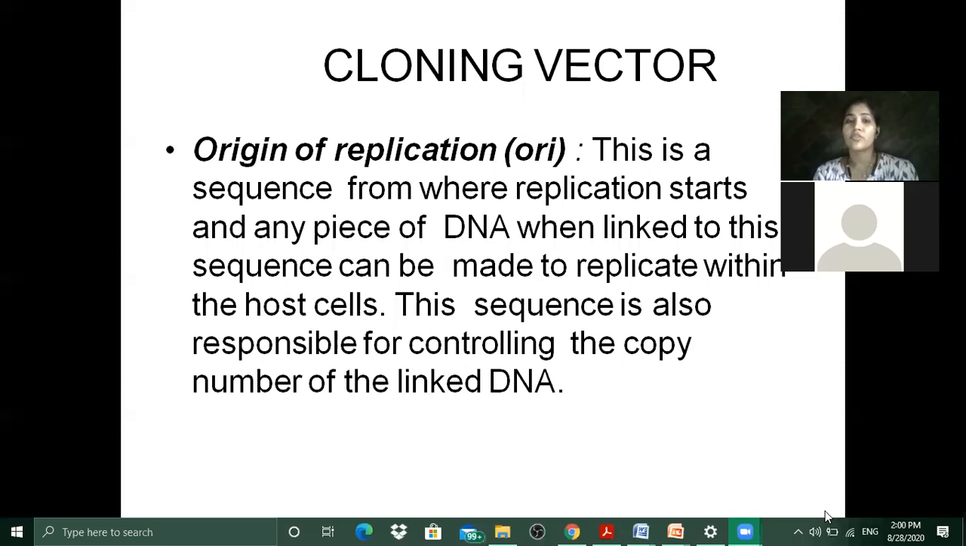Okay, what are the three things a vector should have in order to make a foolproof construct? Yes, the origin of replication. Origin of replication, selectable marker, and one more thing. Yes, multiple cloning site, or a restriction site, like multiple recognition sites.